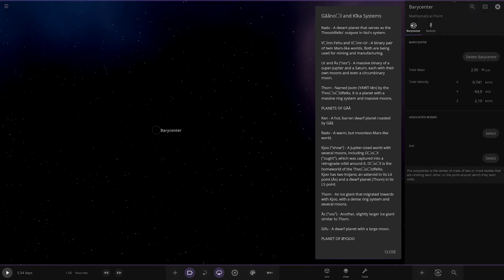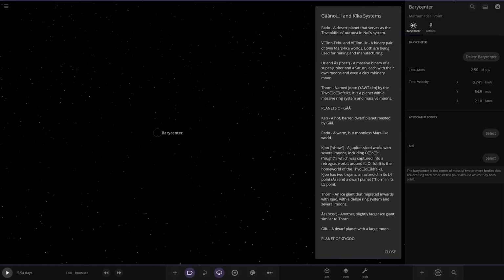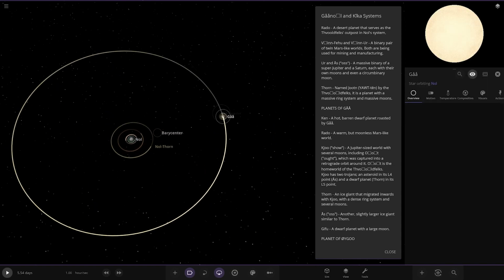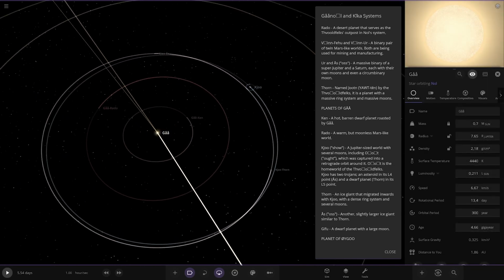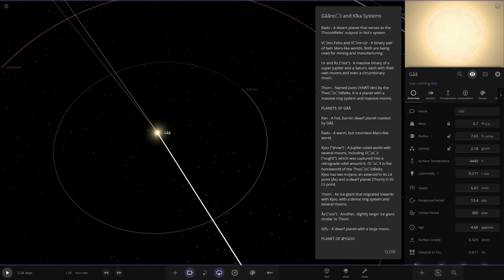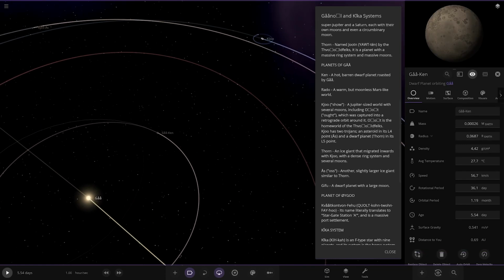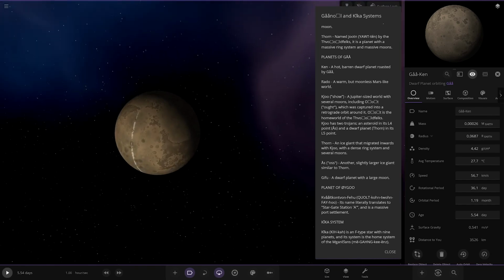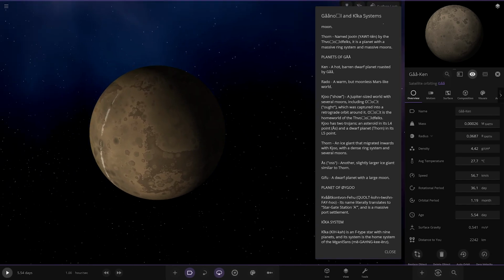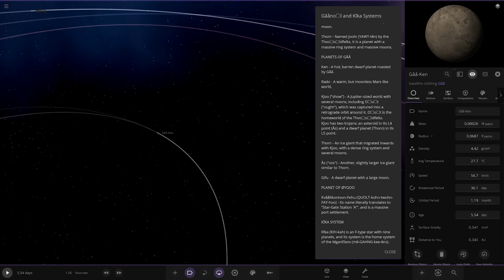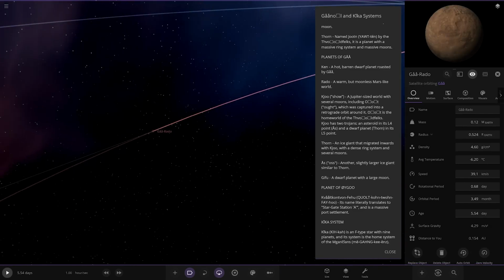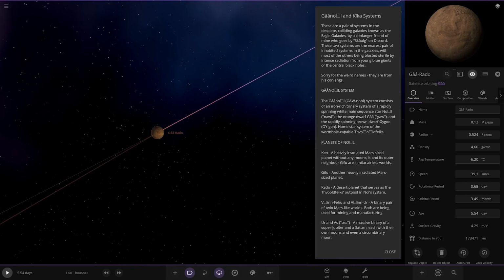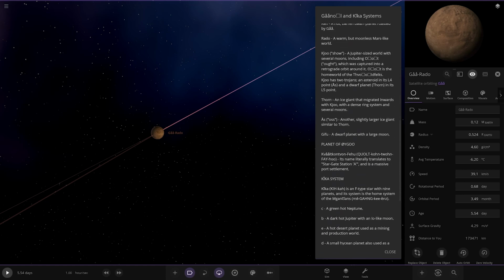What's this one here? What's that over here? Barycenter? Oh, I'm guessing that's between the two stars. Yeah, it must be between those guys. Right, so over here. So we got this star now. Right, there we are. So first of the planets, we've got Ken here. A hot barren dwarf planet, Rosid. Okay. Next up, we got a Rado over here. A warm but nonetheless Mars-like world. Okay, interesting. So I've had Ken twice, because the first star had an object called Ken as well. Interesting. Okay.